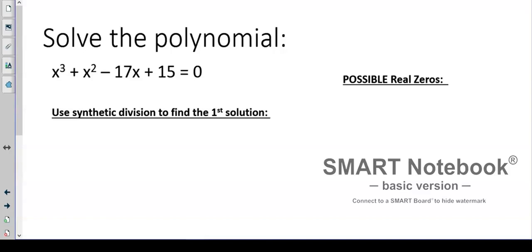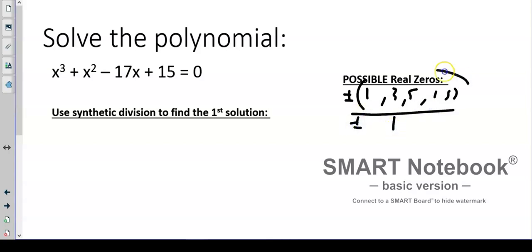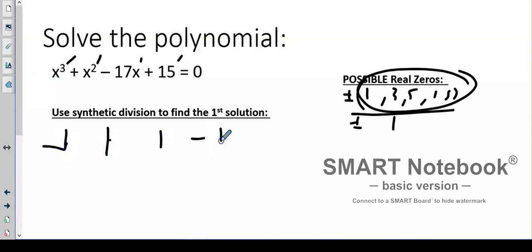All right, possible zeros. Plus or minus on top, 1, 3, 5, 15. On the bottom, simply 1, which means basically it's those 4 numbers doubled, so 8 possible zeros. So we have a 3, we have a 2, we have a 1, we have a 0. So we have 1, -17, 15. There are 8 possibilities.